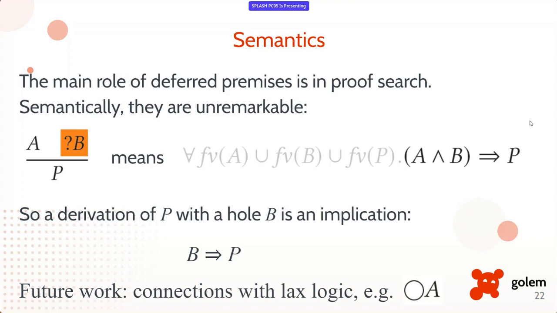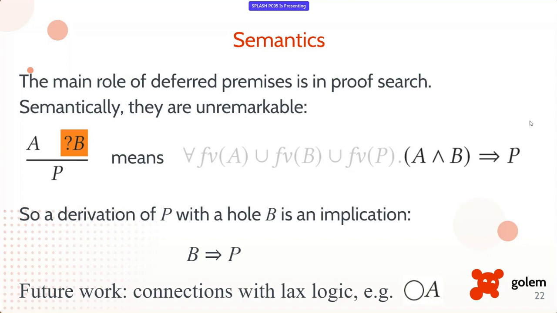Okay, so I want to say just a little bit about semantics. Actually, there's not a whole lot to say, because the main role of deferred premises is in search for proofs, not in the semantics of those proofs. So if you have an inference rule where A and B are premises and P is the conclusion, and B is a deferred premise, it means the same thing as it would in an ordinary inference rule. A and B implies P. There's some details here. You have to quantify over the free variables, but that's a standard thing in inference rules.